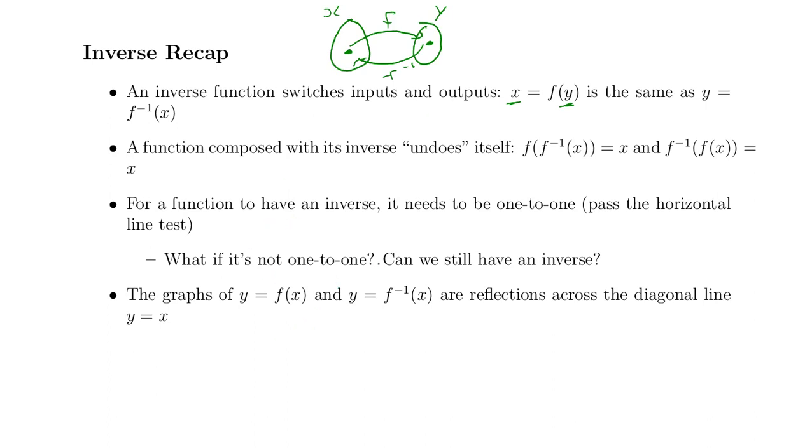If it's not 1-to-1, it has an inverse, but that inverse isn't a function because it has multiple things that it's going to spit out.